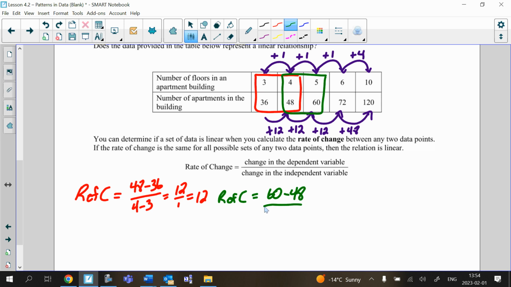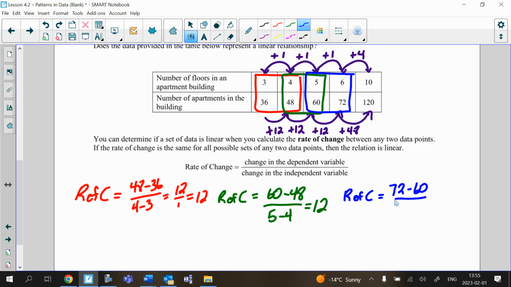That one. Second dependent minus first dependent, so 72 minus 60, over second independent minus first independent, 6 minus 5, gives me 12 over 1, which is 12 again. Which makes sense, actually, that these are all the same, because we saw that the first part was linear. It's this last pair that I have to wonder about, because the top jumped by 4 and the bottom jumped by 48.